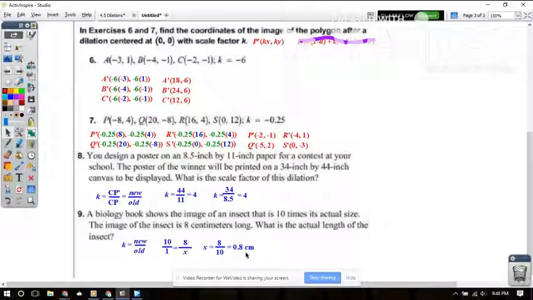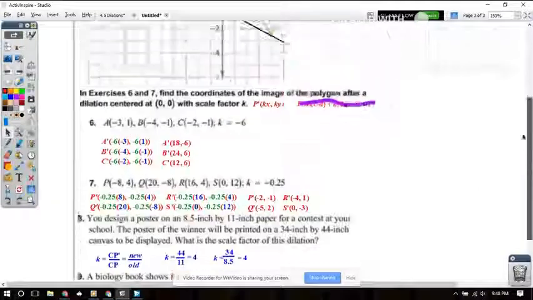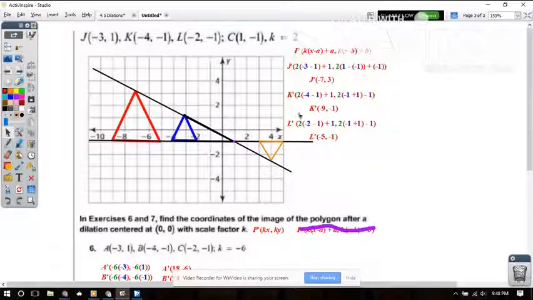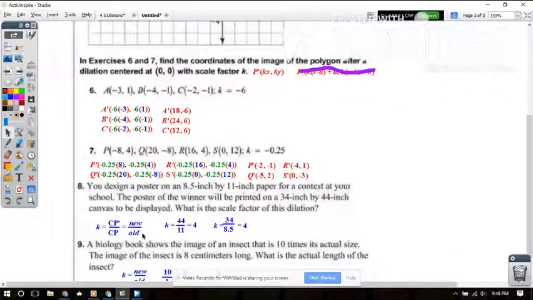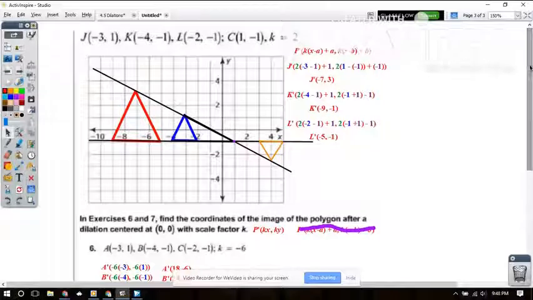All right, so that is dilations. And it's really not too bad. Remember that it is going to be proportional every time. It dilates from the center by the scale factor. And the scale factor is probably the trickiest thing. Remember, that is new over old, not old over new. It's always new over old. All right. Just remember your formulas, which really isn't too bad.